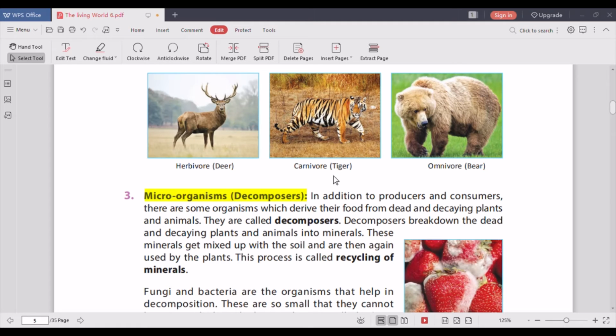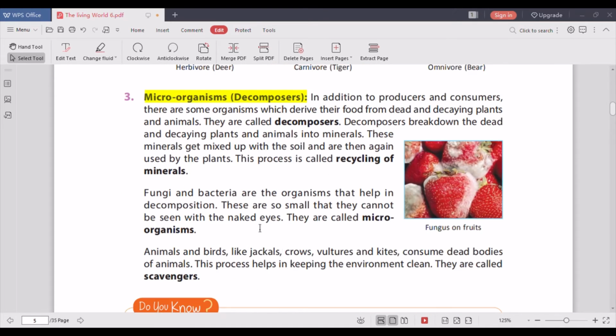And when carnivores die, their bodies break down into minerals, which are again used by the plants. This is called recycling of minerals. So fungi and bacteria are the organisms that help in decomposition.